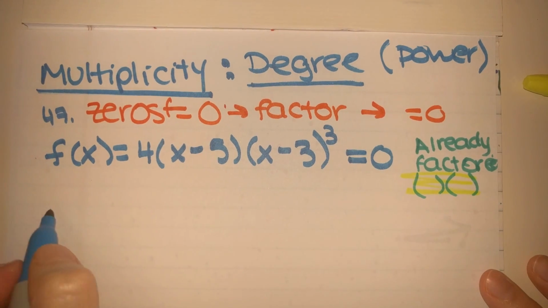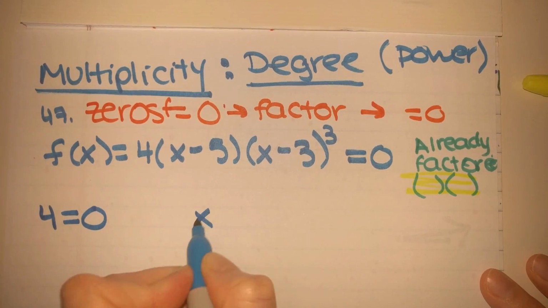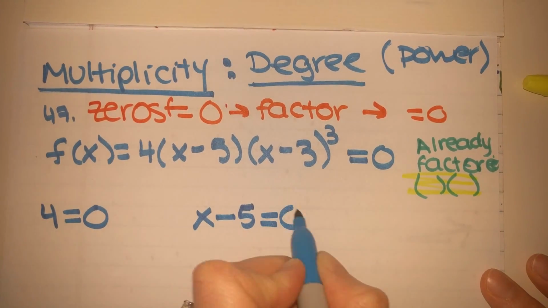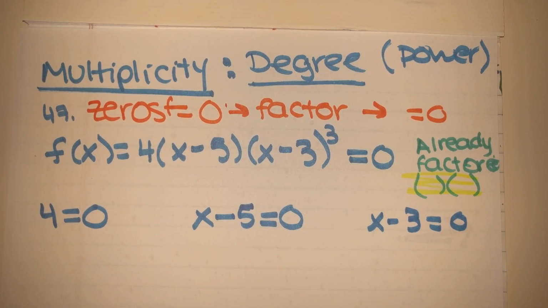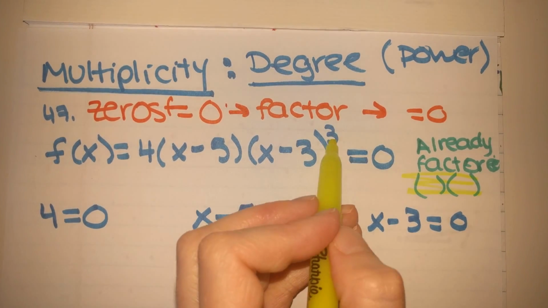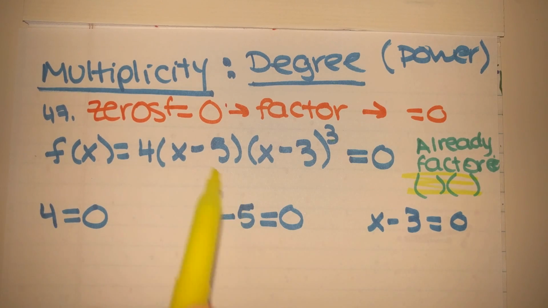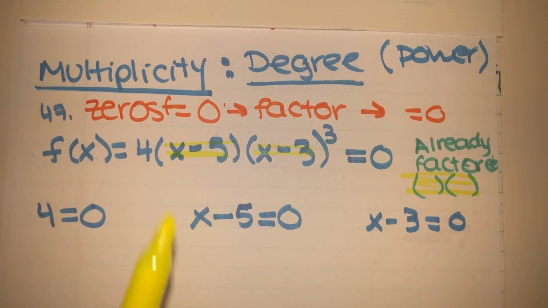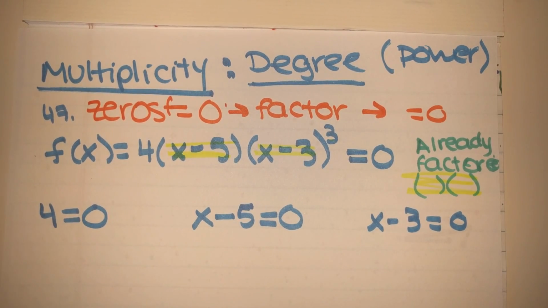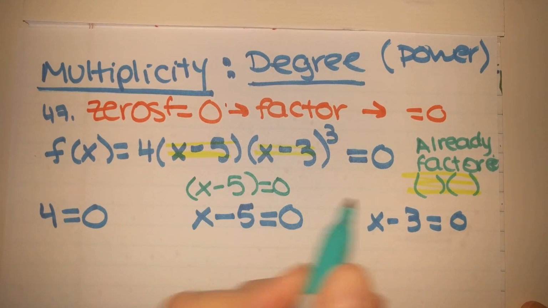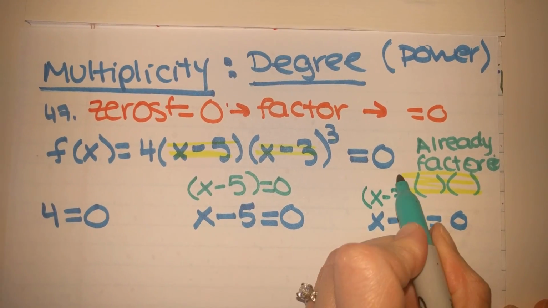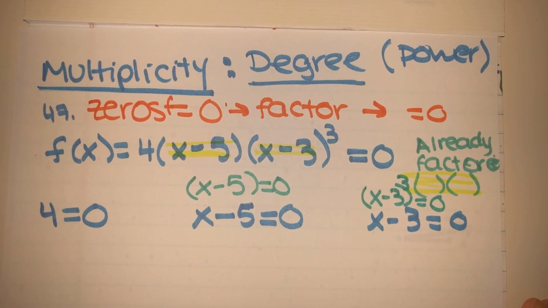So what we do is we take 4 equal to 0, x minus 5 equal to 0, and x minus 3 equal to 0. And keep in mind, we talked about this in the last question, but you don't have to worry about this cube thing because it's really just going to be whatever is in parentheses. But you can write it down just for reference. This is x minus 5, you're setting that equal to 0. This is x minus 3 to the third, you're setting that equal to 0. But really at the end of the day, it's going to be whatever's inside of that parenthesis.